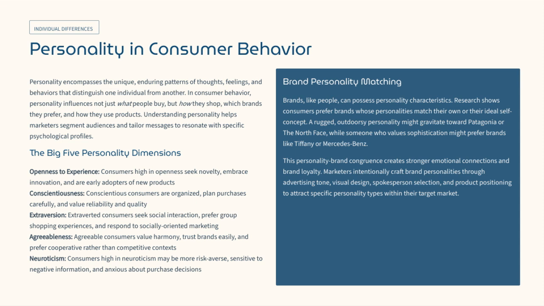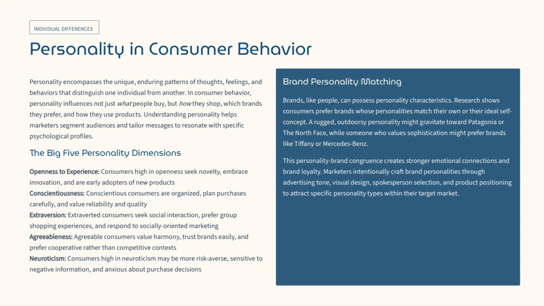For example, someone with a rugged, outdoorsy personality might be drawn to Patagonia or the North Face, while someone who values sophistication might prefer Tiffany or Mercedes-Benz. We also explore the concept of brand personality matching, which is grounded in the Big Five personality dimensions. Openness to experience, for instance, describes consumers who seek novelty, embrace innovation, and are early adopters. Conscientiousness refers to those who are organized, plan carefully, and value reliability.